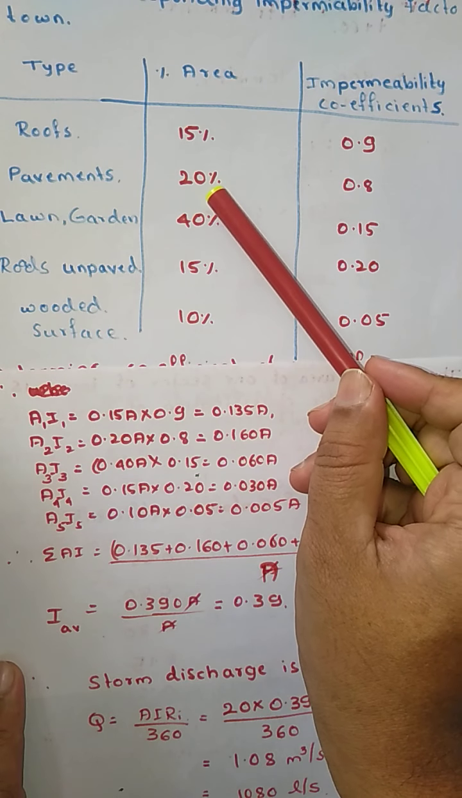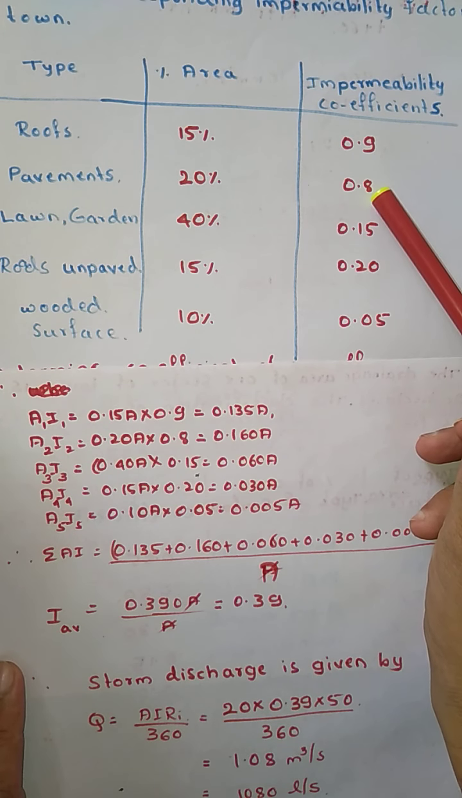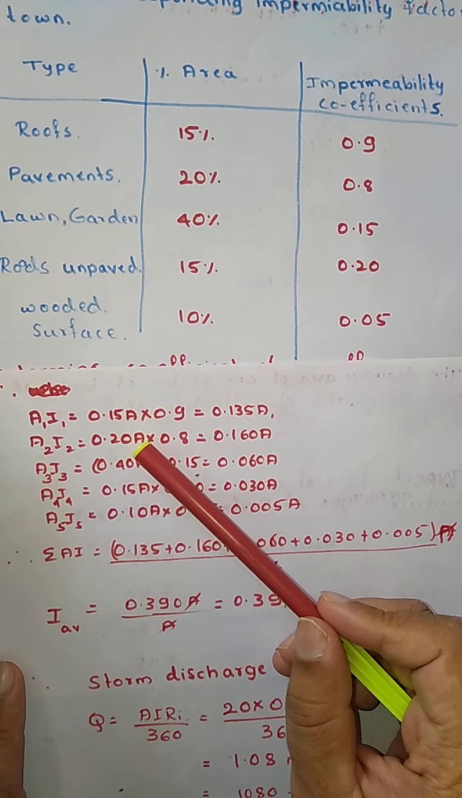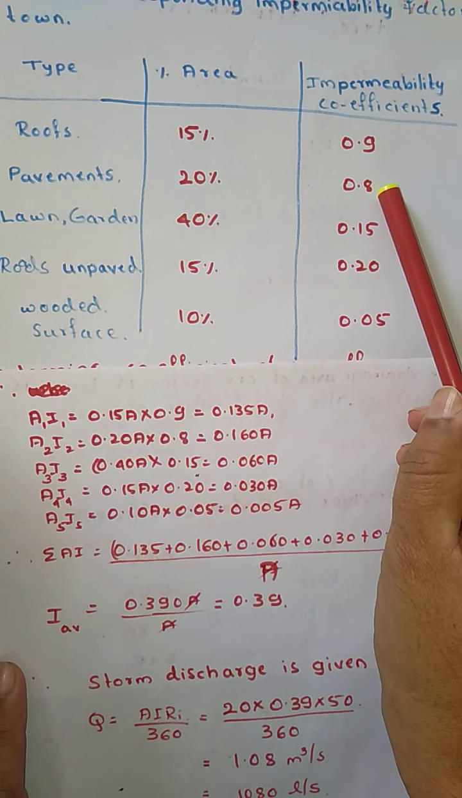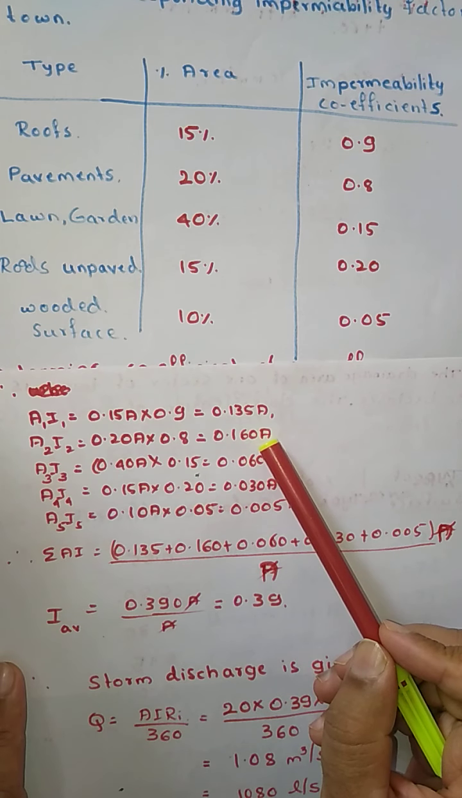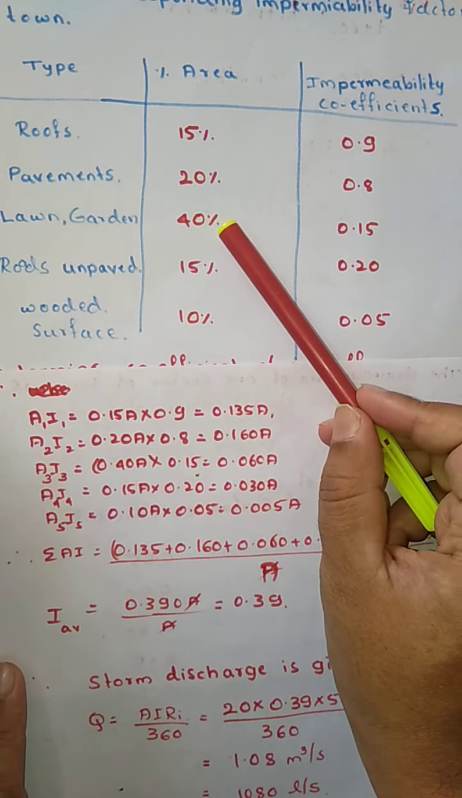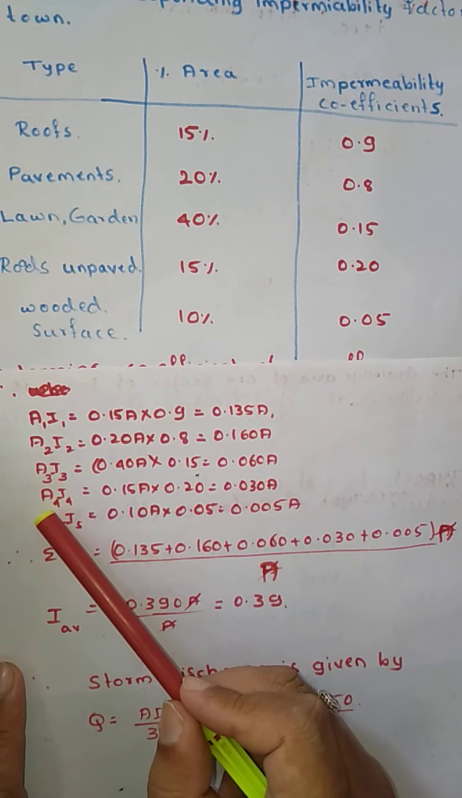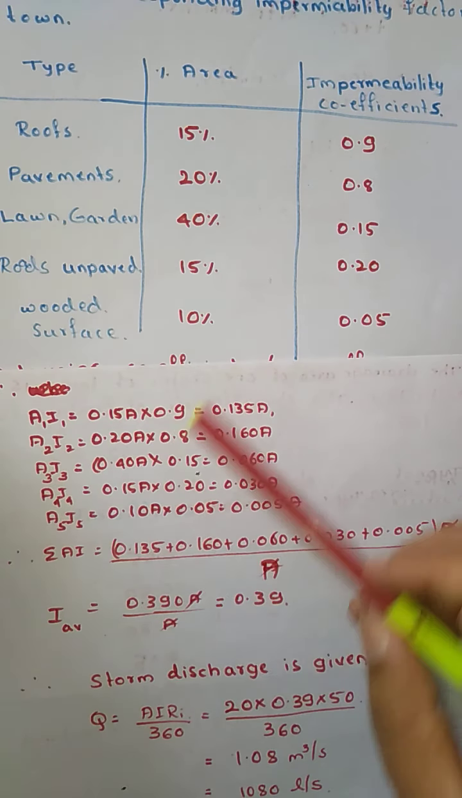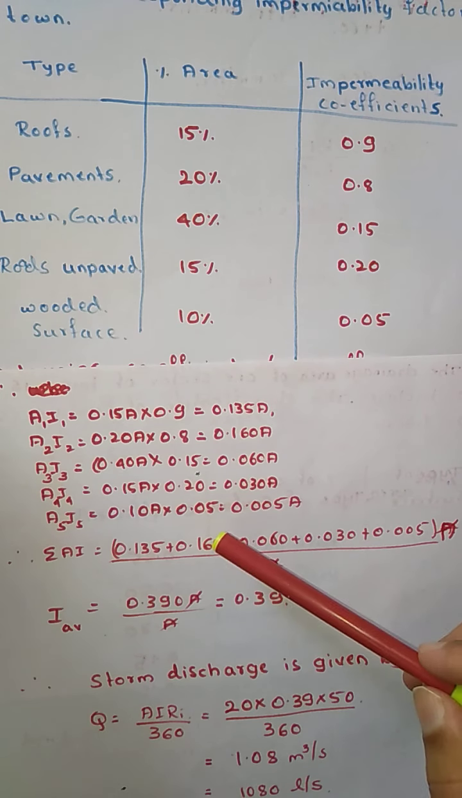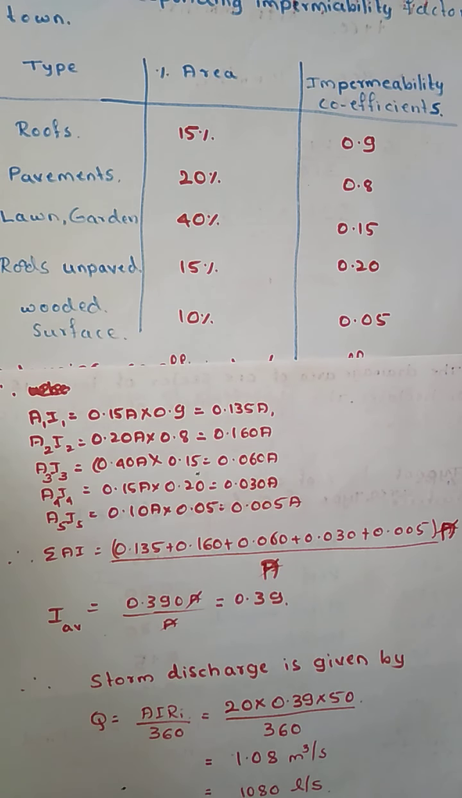Now A2 is 20% of the area, and the impermeability factor is 0.8. So 0.2A, that is 20% of the area, multiplied by the impermeability coefficient 0.8 will become 0.16. Then 0.4A into 0.15 for A3 I3, and for the wooded surface, 0.1A multiplied by 0.05, so it will become 0.005.